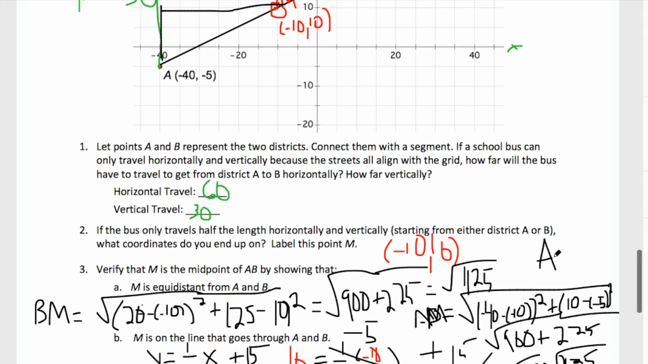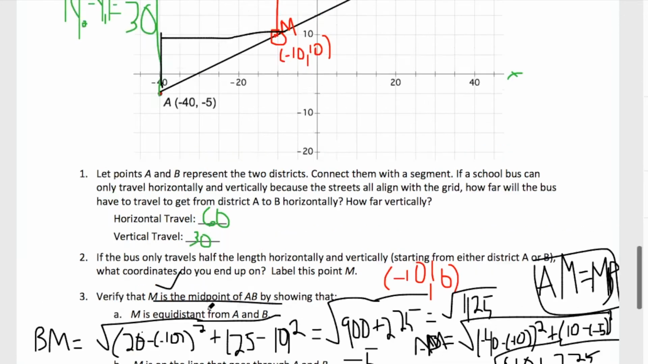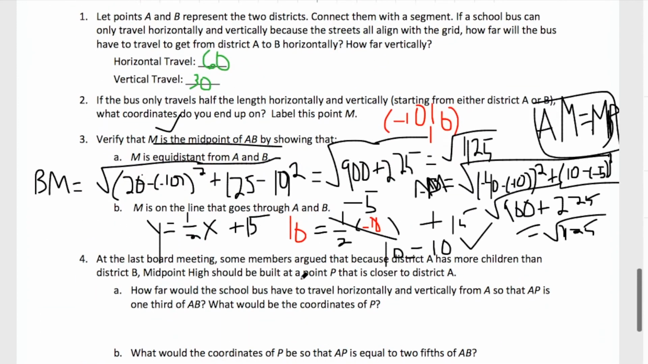Okay, so the distance formula gets us the distances AM and MB, and through transitivity, we know that they're the same because they both equal the same thing. They both equal root 1125. So we're good to go. M is the midpoint of AB. Hey, works out, continues to work out here.